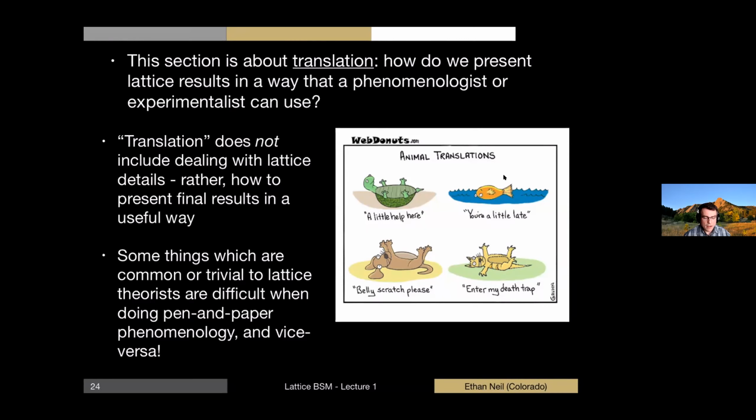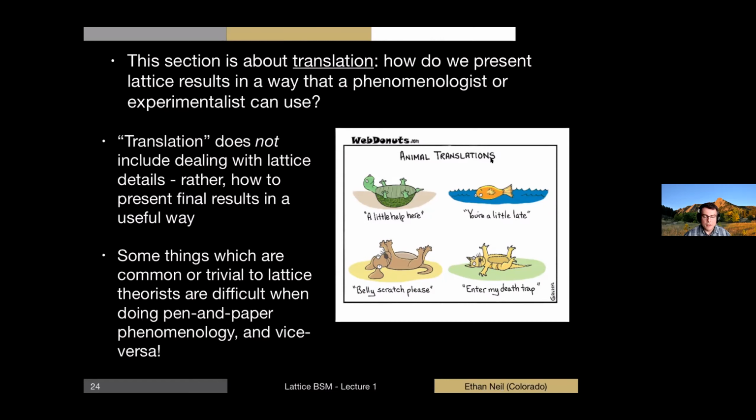And this is not about the details of the lattice results, right? I'm assuming you've done everything properly, you've done your continuum extrapolation, your systematic error analysis, all the technical details are dealt with, you have numbers. This is about how to go talk to your phenomenologist friend down the hall and tell them what to do with the numbers or what they mean for the experiment, how they fit into their model, okay?